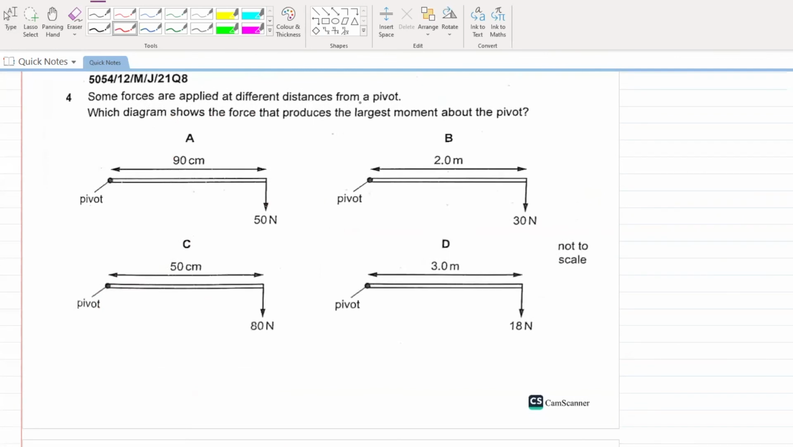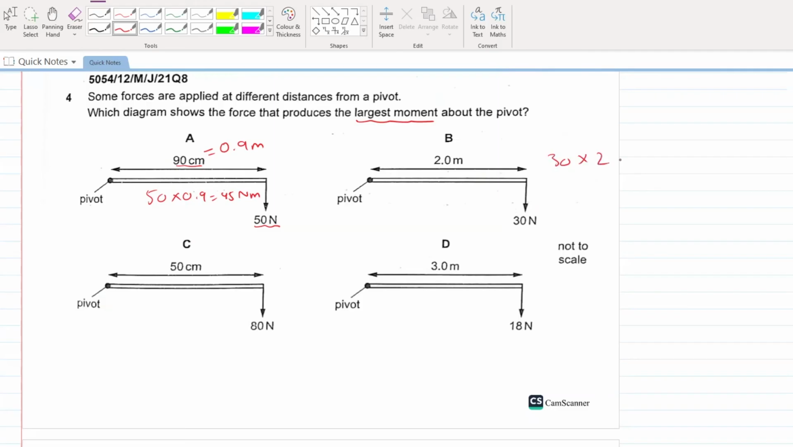Some forces are applied at different distances from a pivot. Which diagram shows the force that produces the largest moment about the pivot? So let's see which force produces the largest moment. This is a 50 Newton force applied at a distance of 90 centimeter. So let's convert this 90 centimeter into meters. That is 0.9 meters. 50 into 0.9 will give you 45 Newton meter as your answer.